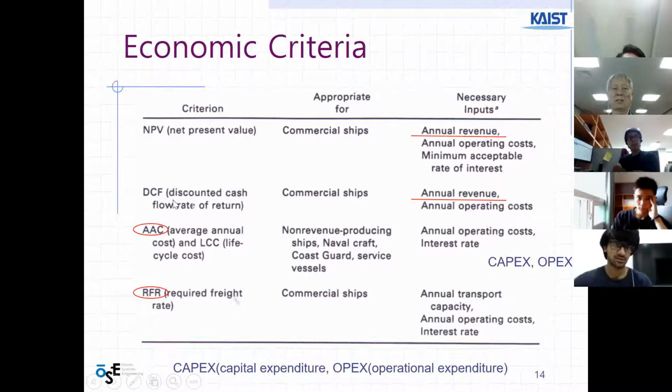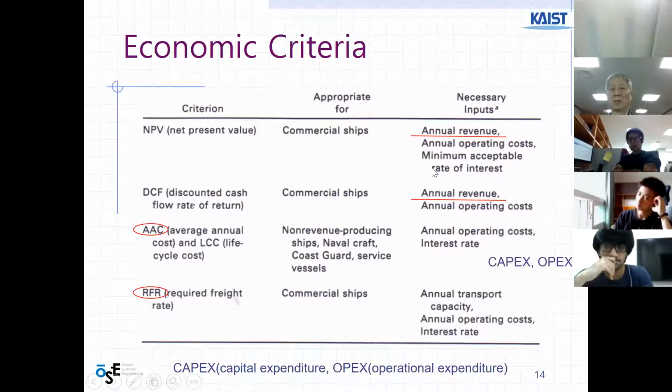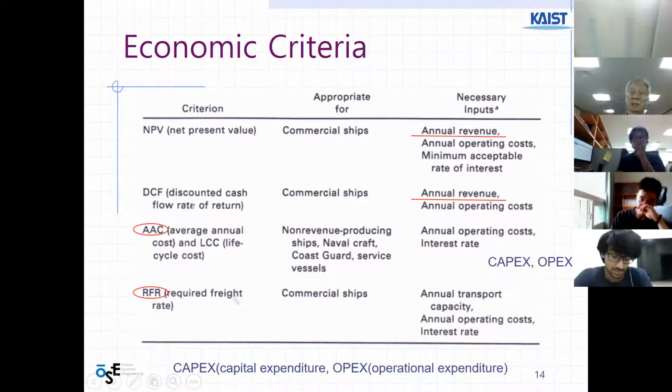And discounted cash flow is similar. Still, annual revenue should be known. The minimum interest rate is not required. And AAC is a part of RFR, which is already explained. Here there are two more terminologies, CAPEX and OPEX. At the bottom, I wrote down capital expenditure and operational expenditure.